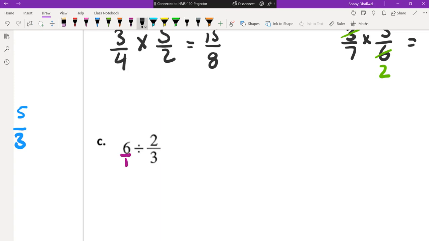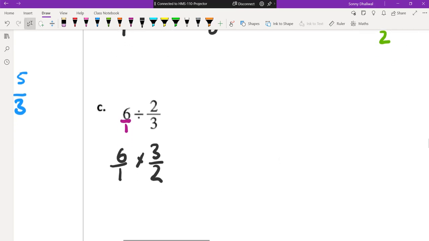Okay, so I want to change this into a multiplication statement. All right? So what's the first fraction look like? What does the second fraction look like? Nick? 6 over 1 and 3/2. Excellent. Okay. Any simplifying we can do? Maya? You can do 6 and 2. So cross off 6, cross off 2. 1 on the bottom, 1 on the top.